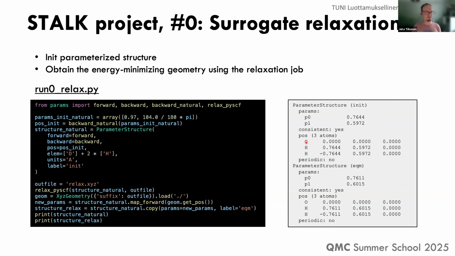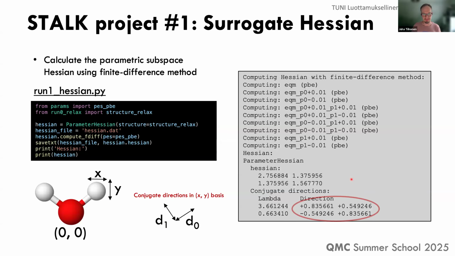Now, the first actual actionable step is the relaxation on the circuit level. I won't read through all these lines here, but basically we're just calling the relax PySCF method that we just defined here, and then read the geometry and print it out. So from our initial guess of the structure, we have moved only a little in some direction. So we were very close to start with.